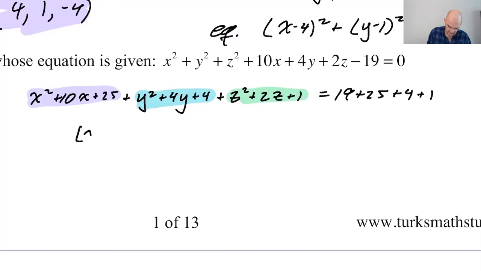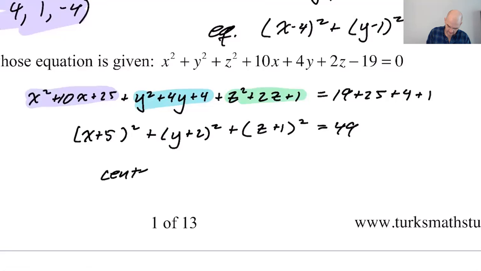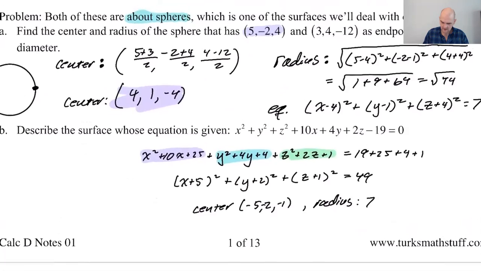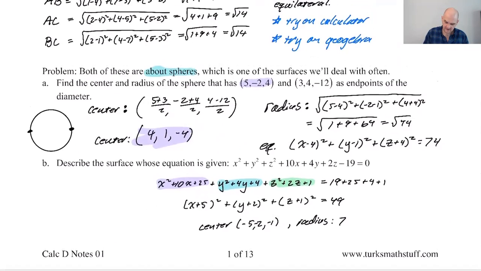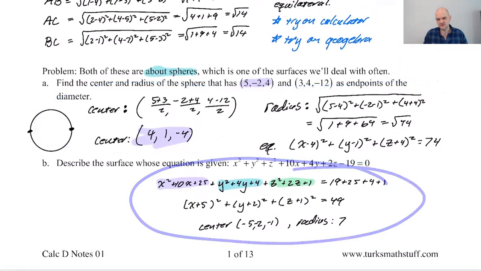So we'll get (x+5)² + (y+2)² + (z+1)² = 49. So it's a sphere with a center of (-5, -2, -1), and a radius. Remember, 49 is the radius squared, so 7. All right, so what are we going to do? We're going to go back, do this on the calculator, do that on GeoGebra, do this on the calculator. So I'll probably just do that on the calculator while I'm there.